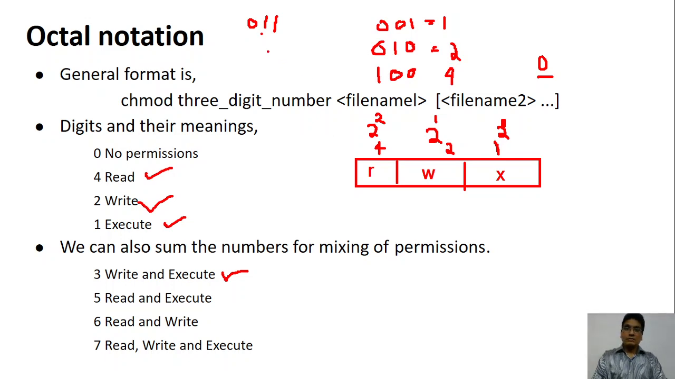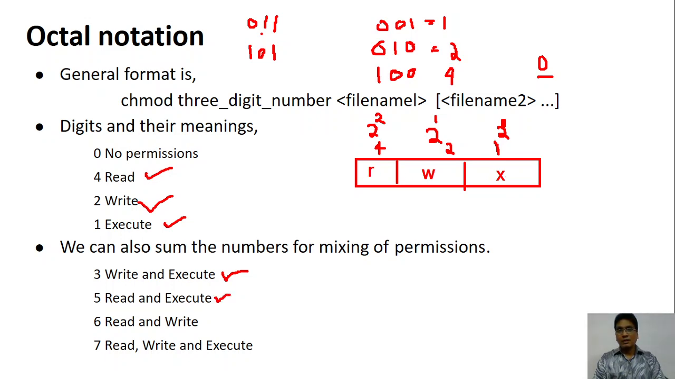The next one is if you have 101. What is 101? 2 to the power 0 is 1, and 2 to the power 2 is 4. 4 plus 1 is 5. So what permission do you get?